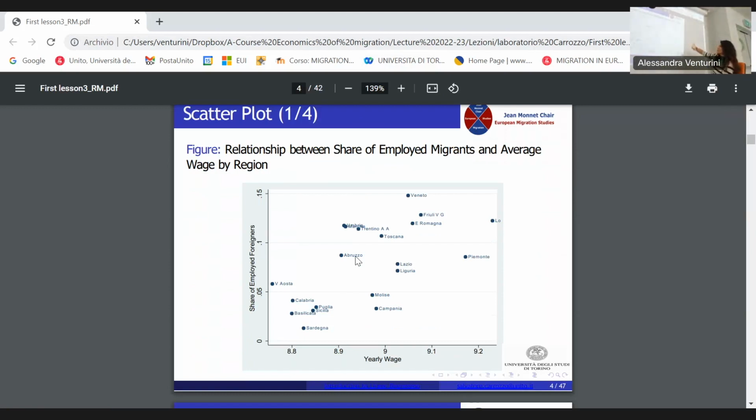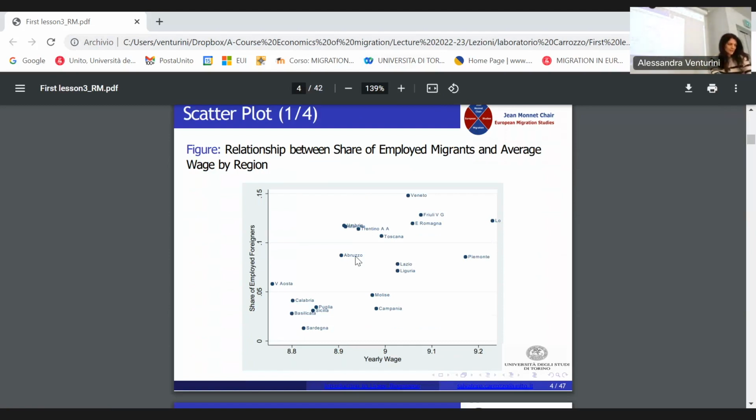Here we can see the Italian regions. It seems that in the regions in which the share of employed migrants is higher, the yearly wage is higher. But is this a relation, a correlation? We don't know. This is just a fact.